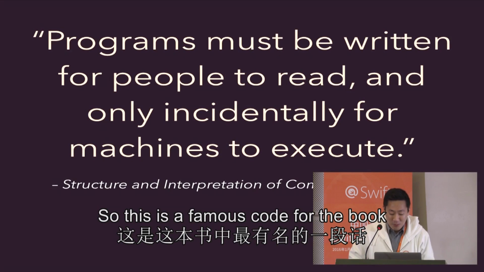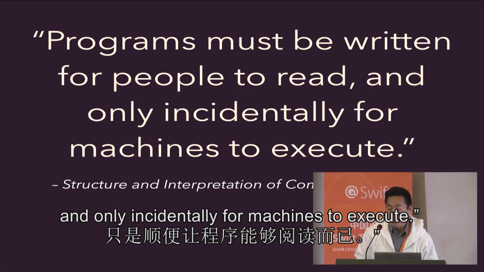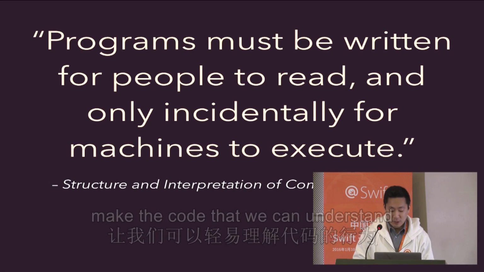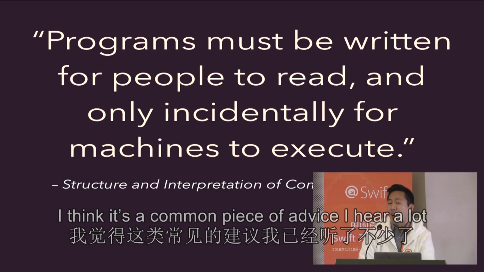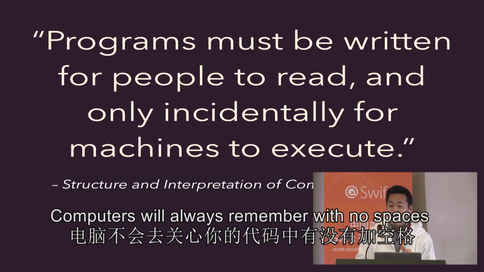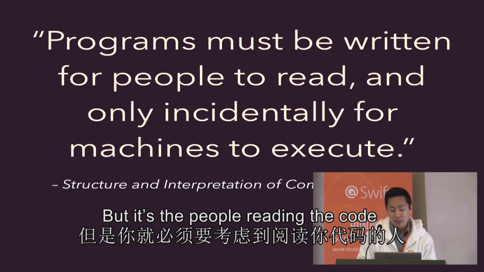So this is a famous quote from the book. I think it's famous. Programs must be written for people to read and only incidentally for machines to execute. So the idea is put people first. Make the code so that we can understand it. I think it's a common piece of advice. I hear it a lot. Some people call it literate programming, right? Computers will always remember, with no spaces and semicolons, computers will have no problem understanding your code. But it's the people reading the code that you have to worry about.